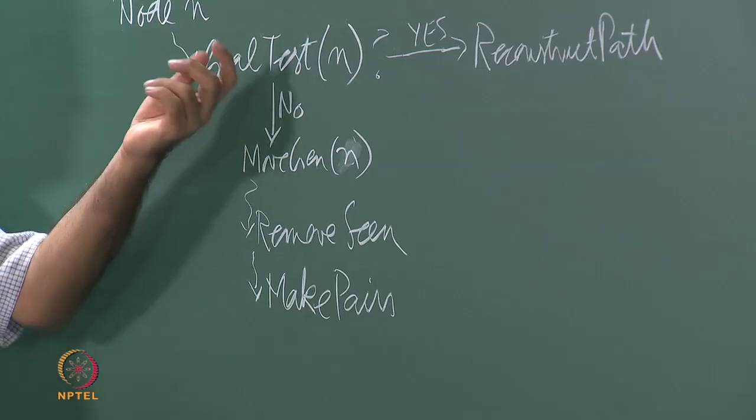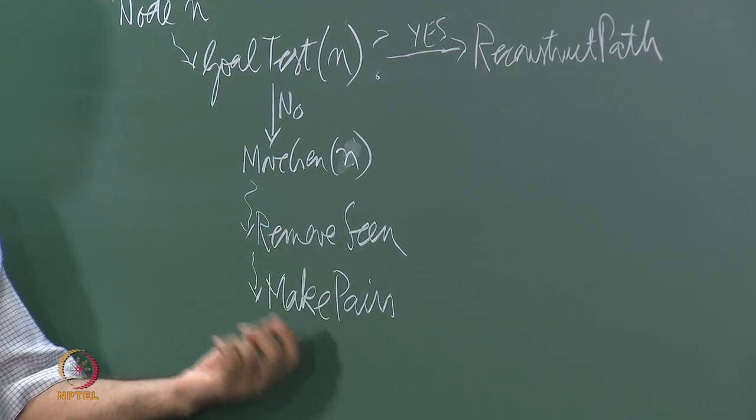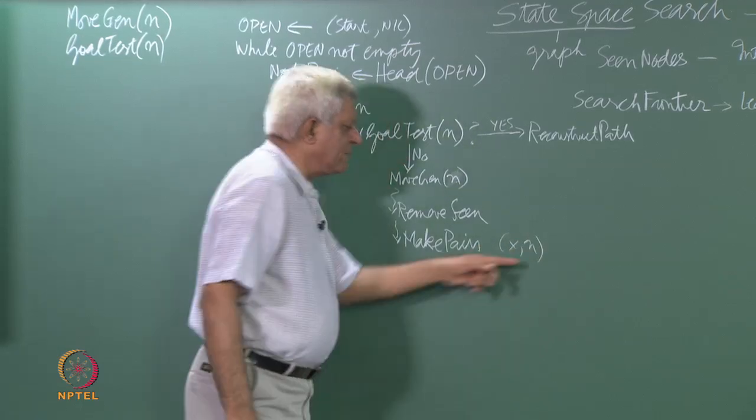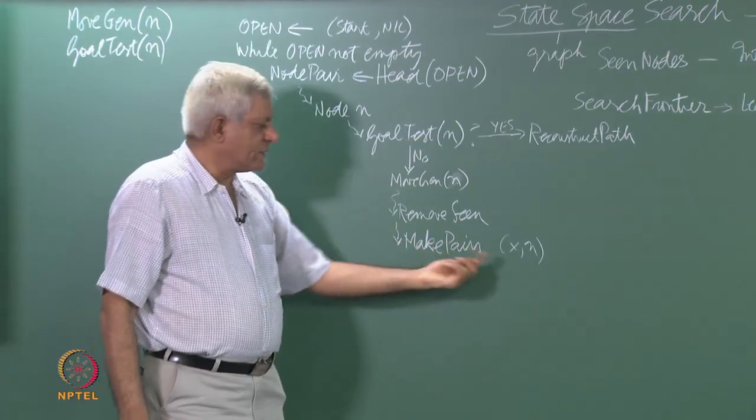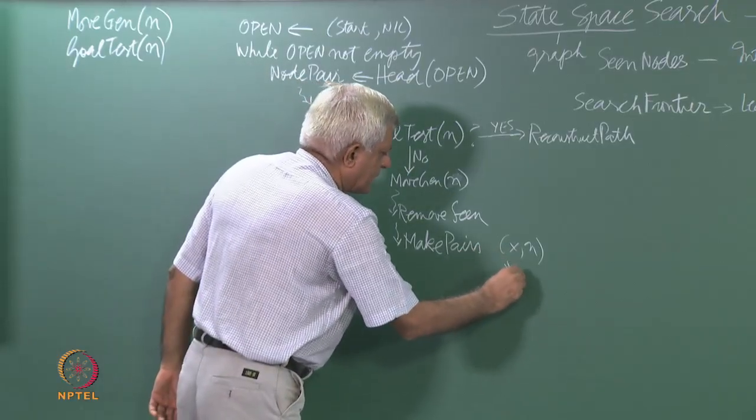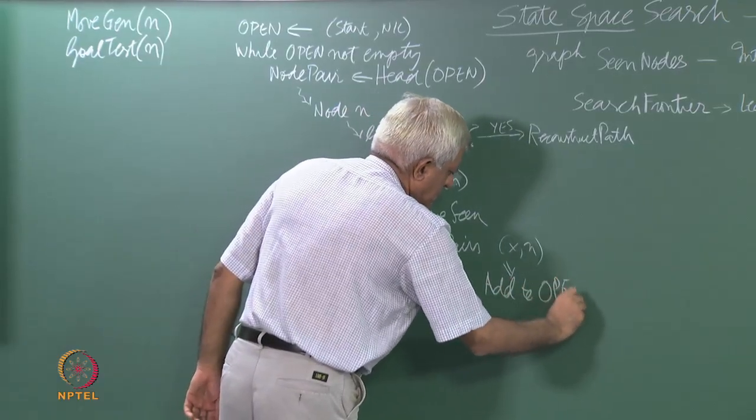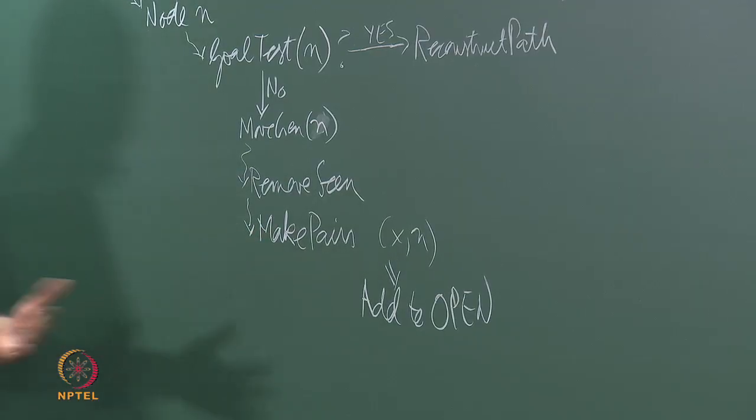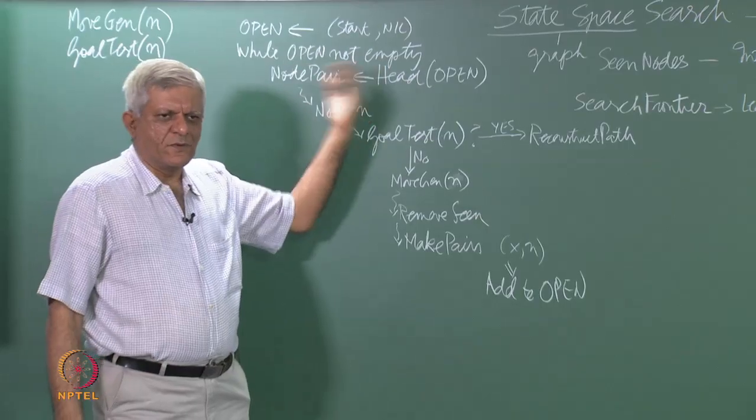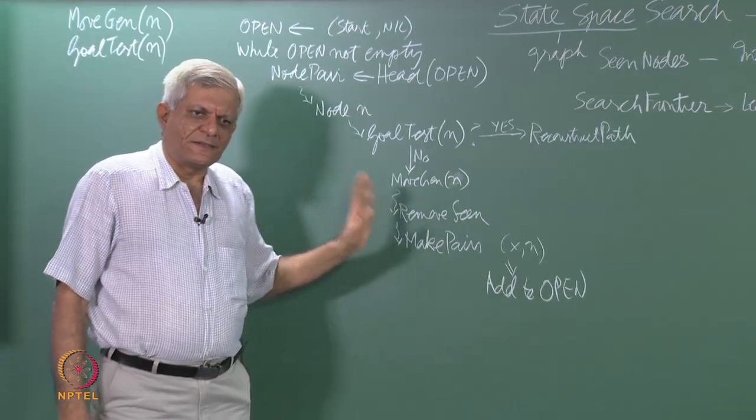What is the pair? We take this node n as the parent of each of these nodes inside this. So, these nodes will look like x comma n, because these are all the children of n. So, n should be the parent of these nodes, and then we add this thing to open. Or to the tail of open, if you want to be precise, because we have not removed the head here. So, actually you should add it to the tail of open, but anyway that is the basic idea.